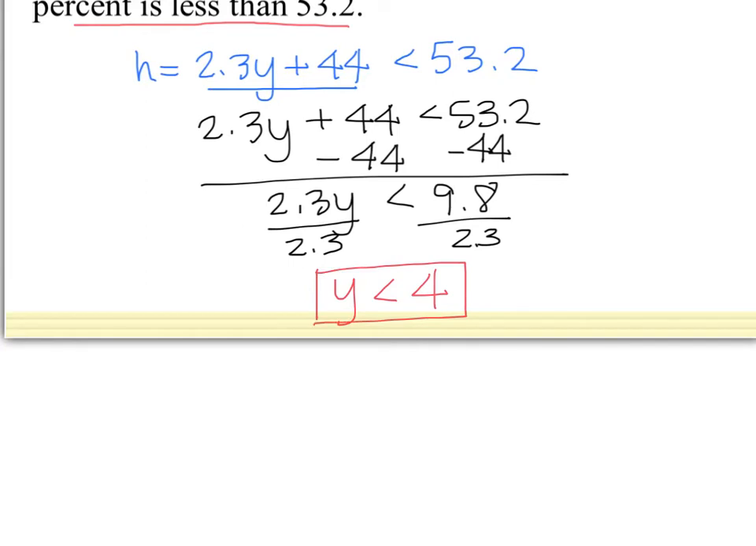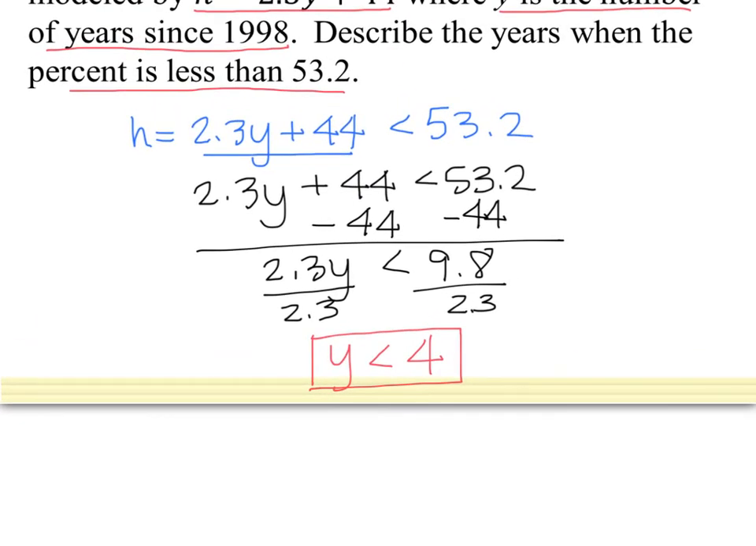Now I have to put a meaning behind that. Because my original problem stated that it wanted us to describe the years when the percent is less than 53.2, and we know that y is the number of years since 1998, and I came up with a solution of y is less than 4, what that tells me is if I add 4 years to 1998, I end up with the year 2002. So I'm looking at the years before 2002 is when the percentage will be less than 53.2.